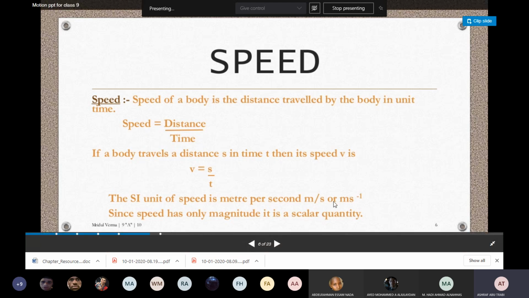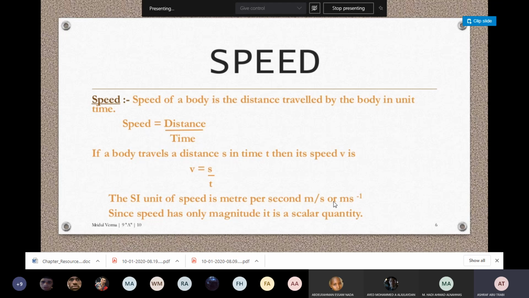Okay, you are okay with the speed, guys? You all know what the speed is. If you are driving a car, for example, you can say that my speed is, for example, 60 kilometers per hour. Or if a rabbit is running a race, we can say that the speed of the rabbit is 3 meters per second, for example. So this is what we call the speed. You are all okay with the speed?